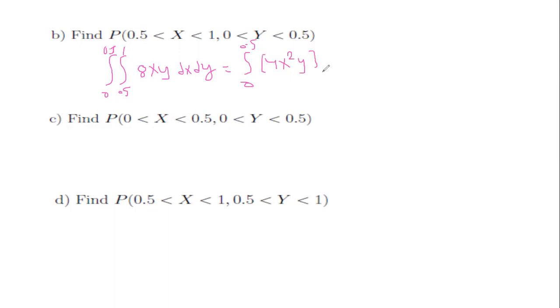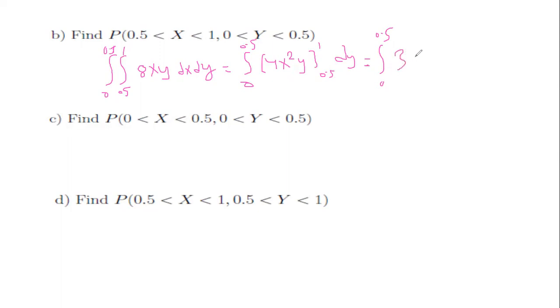Integrate over 0.5 to 1 dy. I have not touched dy as yet. Why should I touch y? I am integrating with respect to x. Y is a constant, so y will remain. So this term will become four y minus 0.5 squared, 0.25 times 4, 1. So 4y minus y, 3y.